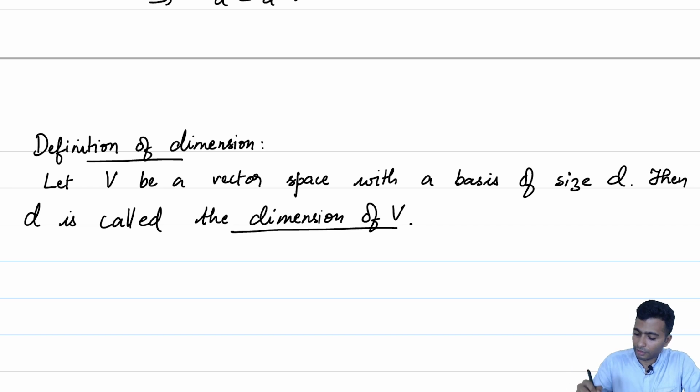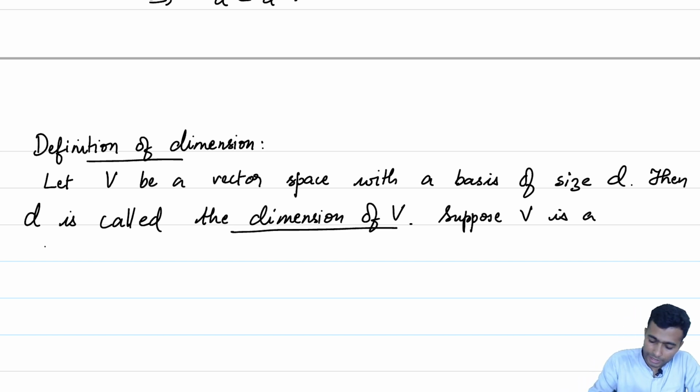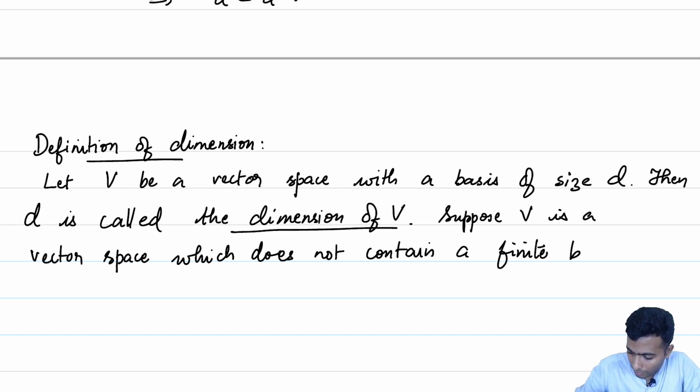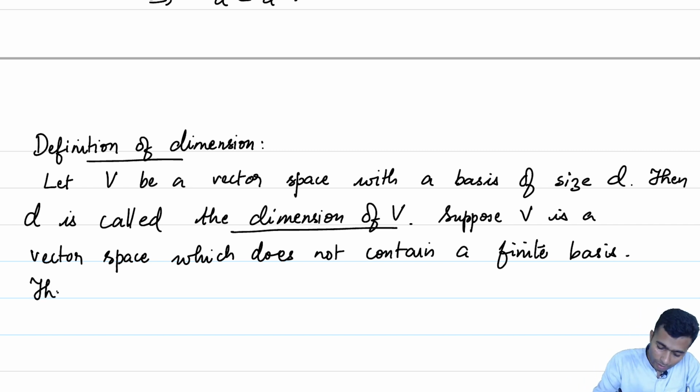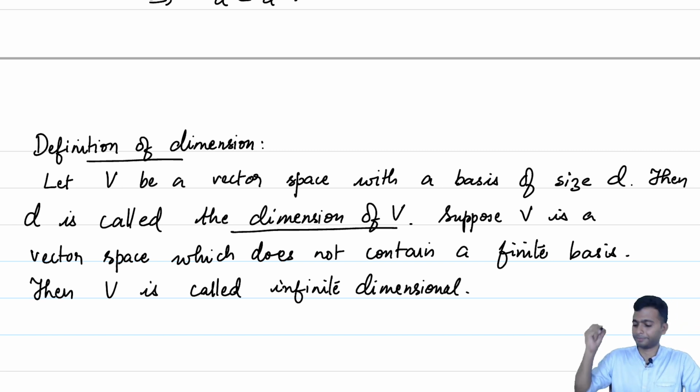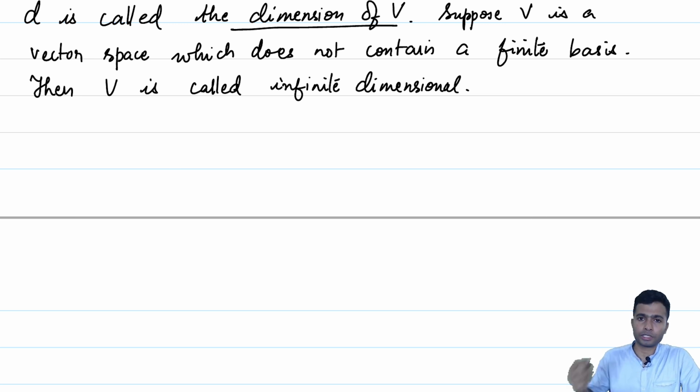However, before going into all that, let us give the definition of an infinite dimensional vector space. Suppose V is a vector space which does not contain a finite basis. Then V is called infinite dimensional. Let us look at some examples.